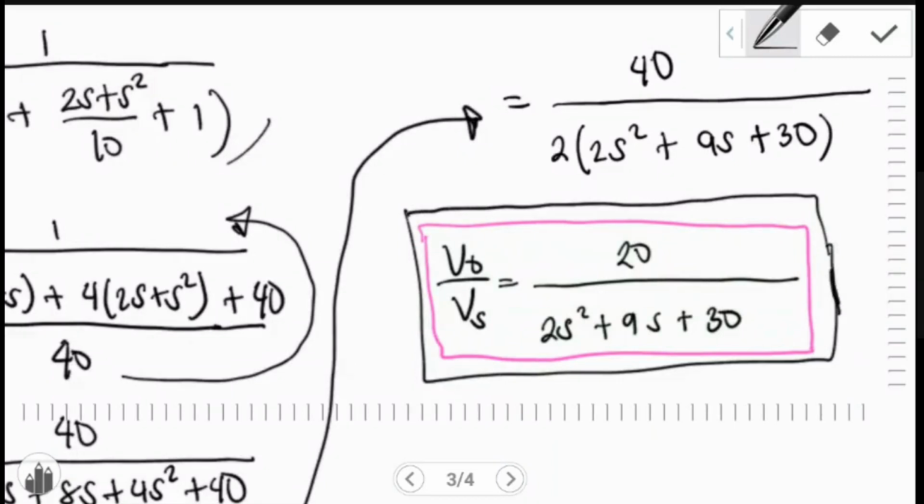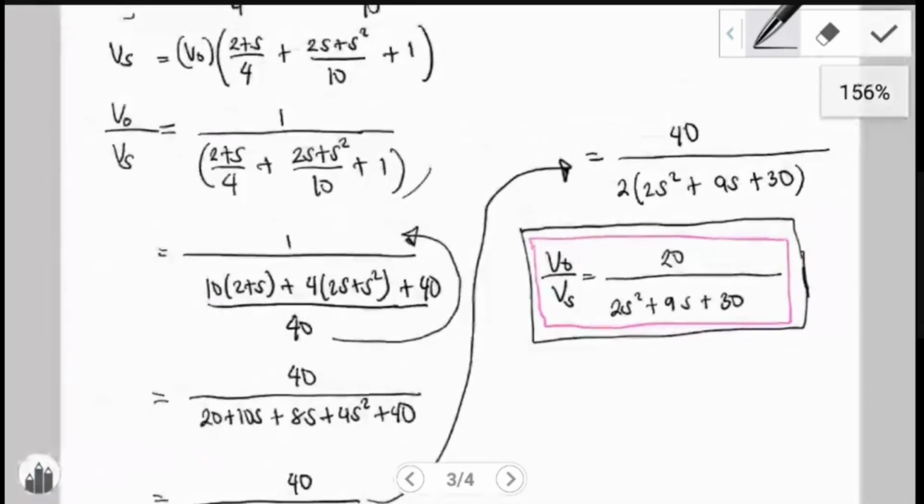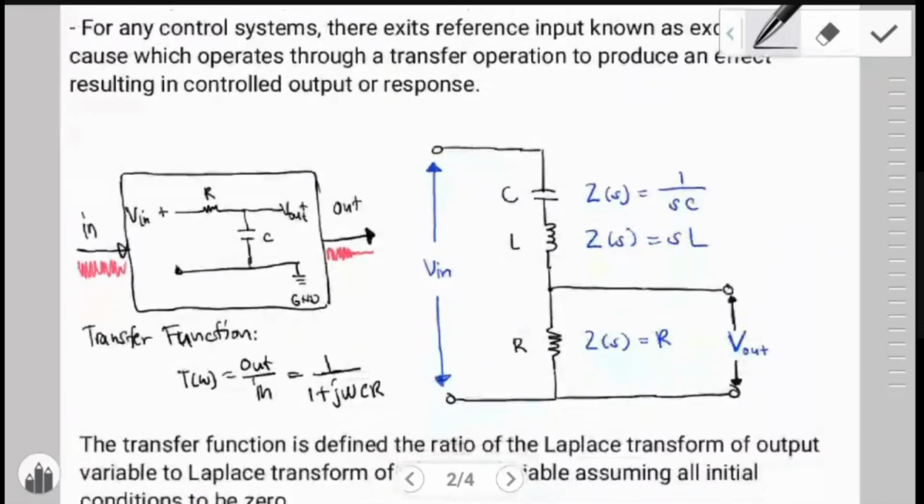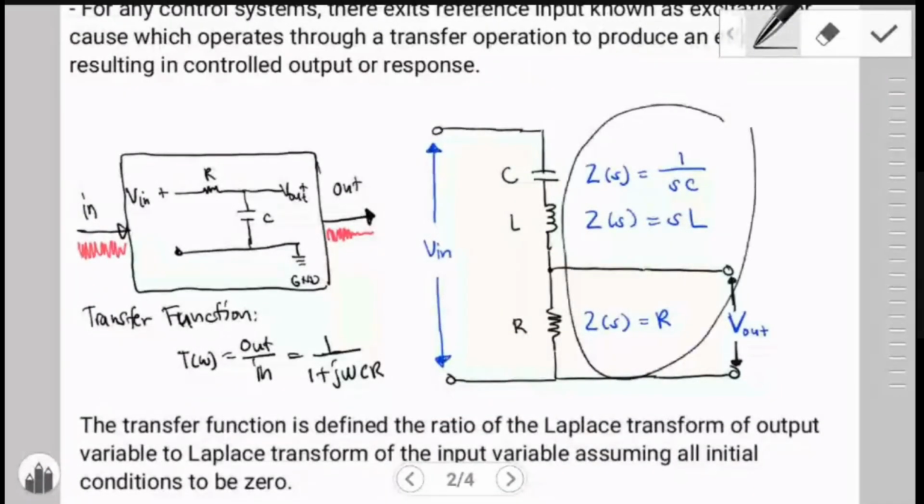So we need to solve the transfer function using the Laplace transform. Remember the equivalent impedances: the capacitor is 1 over SC, the inductor is SL, and the resistor is R.